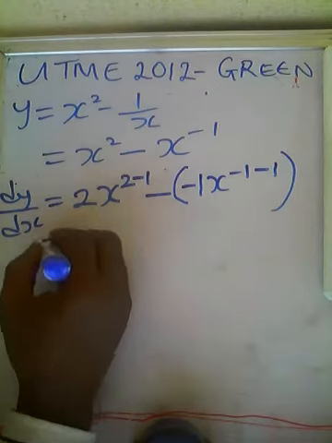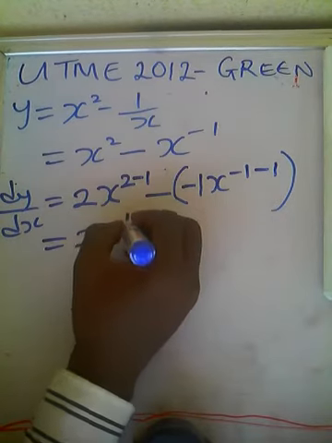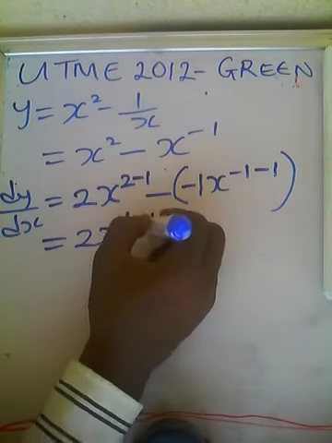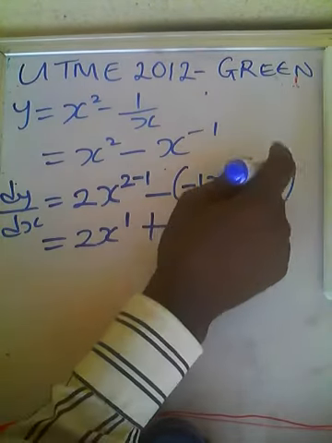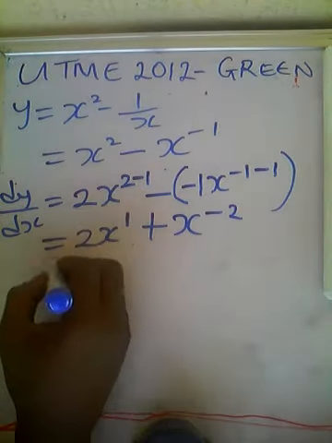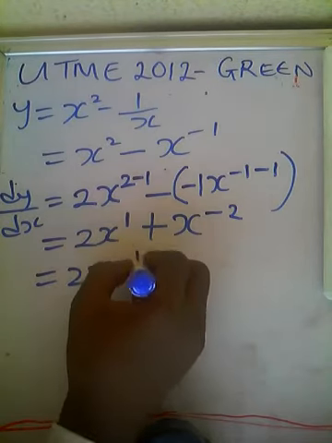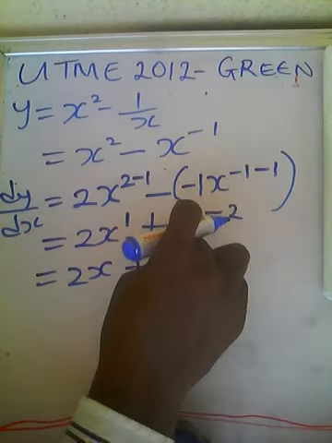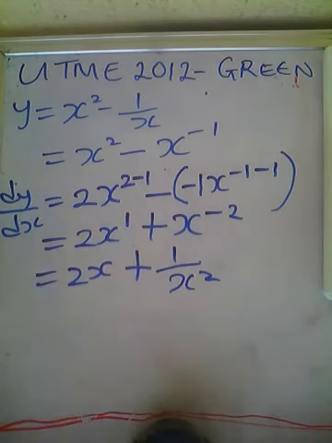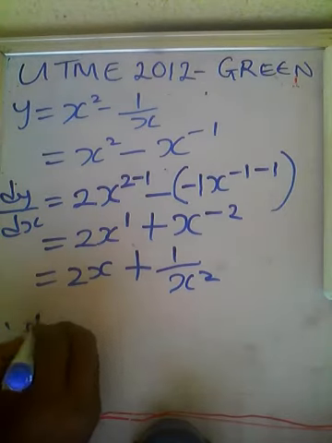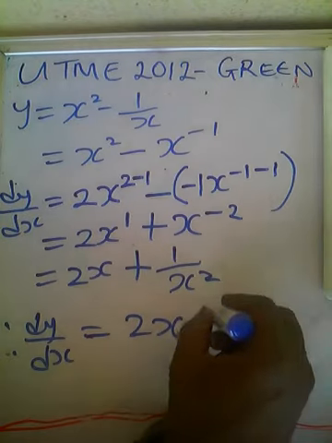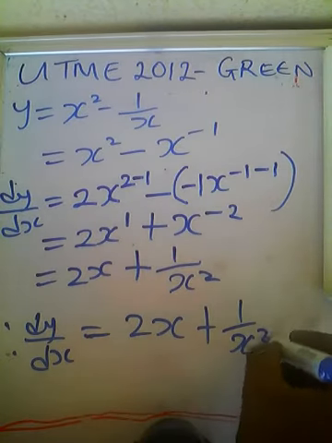Now that leads us to 2x raised to power 1, because 2 minus 1 is 1. Then minus becomes plus x to power minus 1 minus 1, that is minus 2. So we simply have 2x plus, from law of indices, x to power minus 2 becomes 1 over x squared. So we have derivative, that therefore the dy/dx will be equal to 2x plus 1 over x squared.